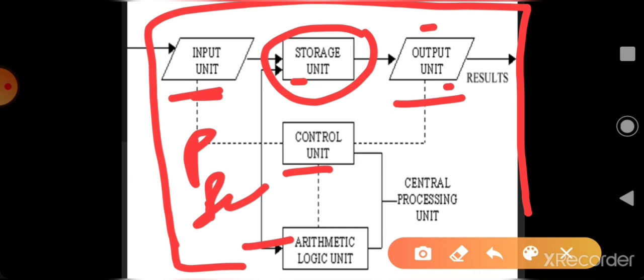The storage unit is used to store the data. It has two types. One is primary, another one is secondary memory. The details of the storage unit we will see in the next class.